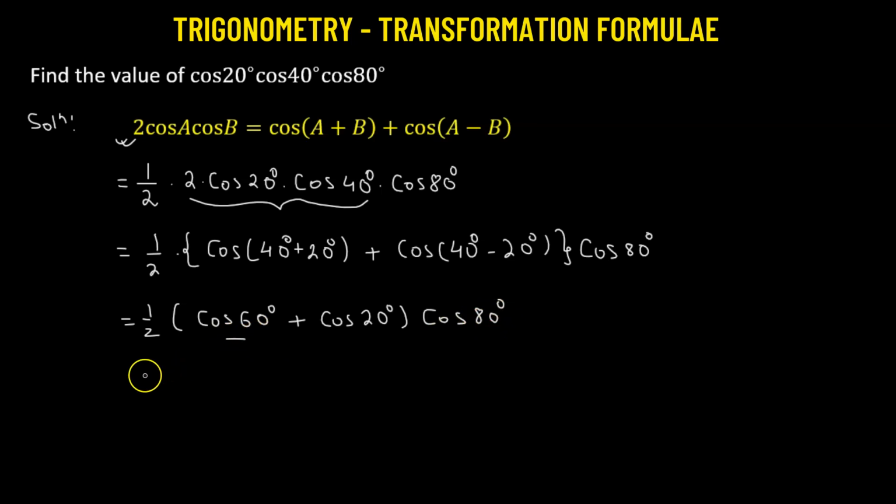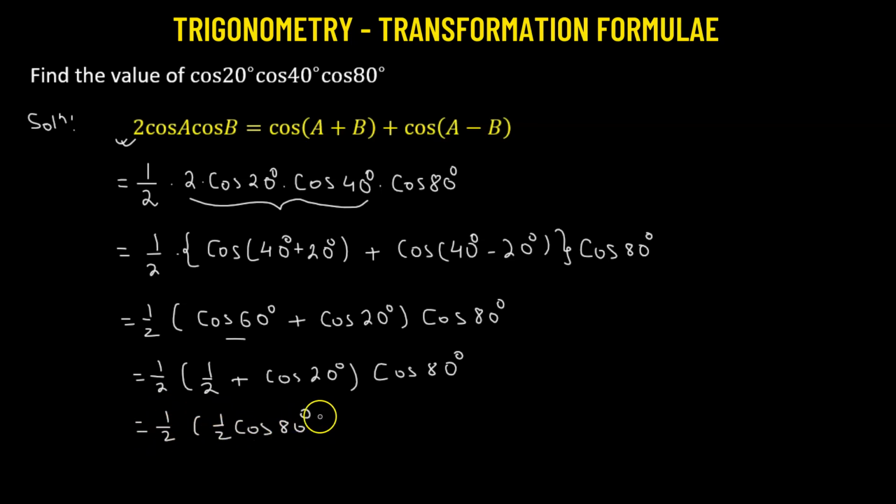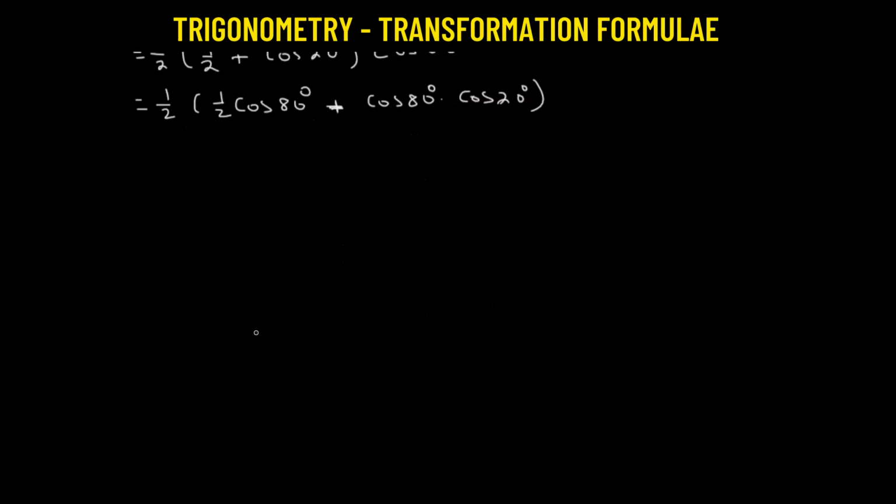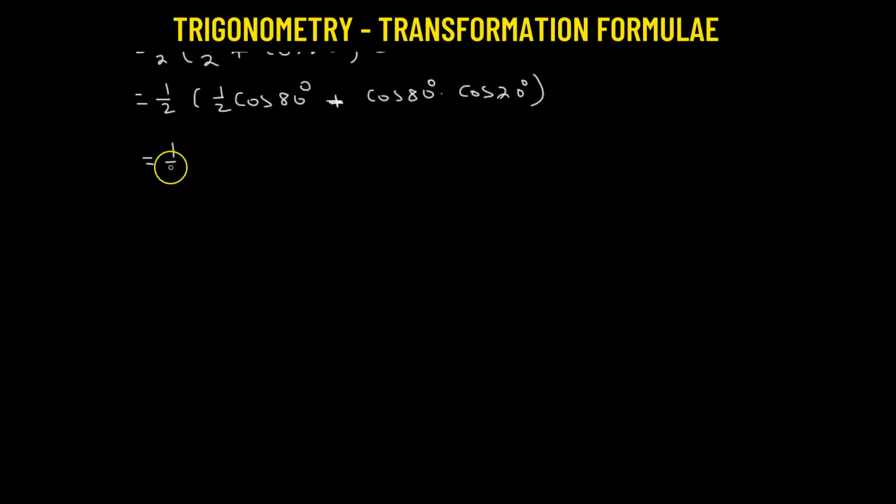Now cosine 60 has a standard value. So that's half. So we have half multiplied to half plus cosine 20 degree multiplied to cosine 80 degree. So let's multiply cosine 80 to each of the terms within the parentheses. So we get half times half cosine 80 degree plus cosine of 80 degrees times cosine of 20 degrees. Now what we'll do, we'll pull out the half from inside of the parentheses. That means we're going to factor out half, and this is going to give us 1 over 4 multiplied to cosine 80 degree plus 2 times cosine of 80 degree times cosine of 20 degree.